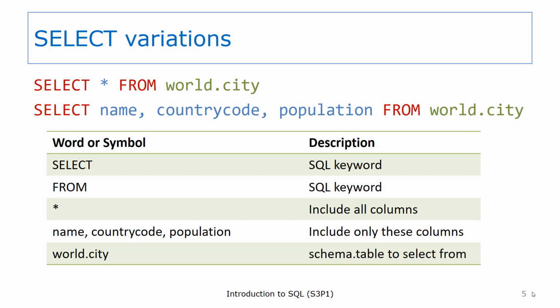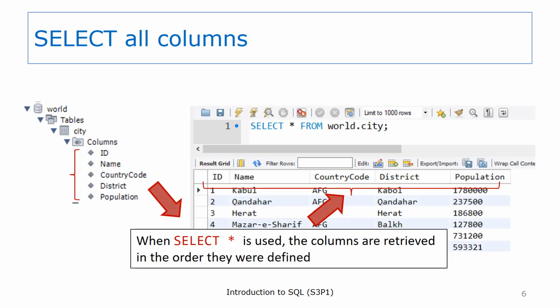Column, schema, and table names can usually be typed however you want, but there are some exceptions with names, and different database management systems might have different rules. This slide shows the order of columns when a select all is used. On the left, you see the columns for the city table as shown in the navigator part of the MySQL Workbench. The columns are listed in the order that they were originally defined using the create table statement.